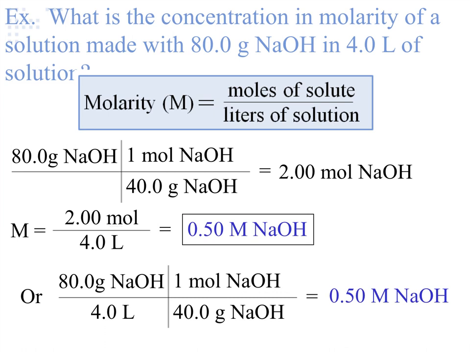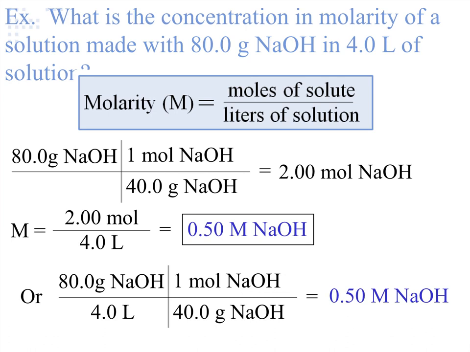But if you wanted to prepare the solution, you would actually take 80 grams of that sodium hydroxide, put it into, in this case, a 4-liter volumetric flask, and add up to the etched line. Even though that sounds kind of bogus, you're allowed to make up glassware as you go along.